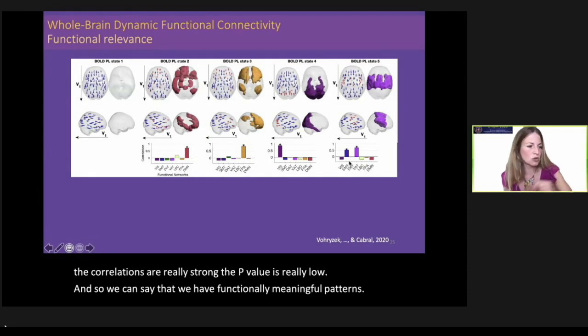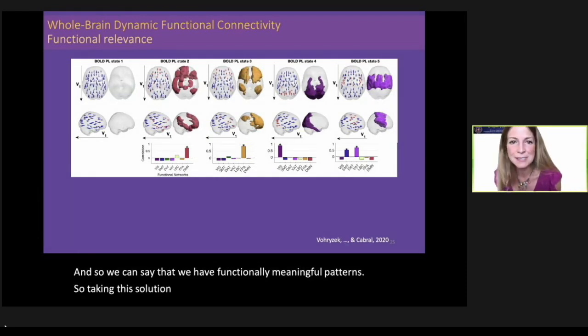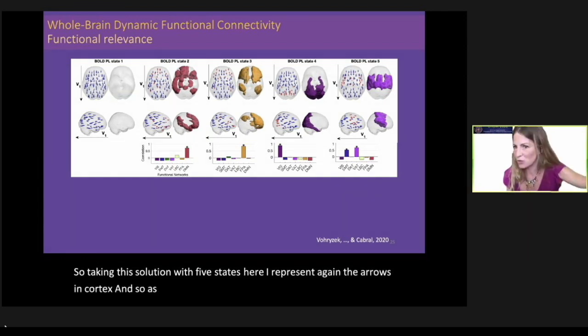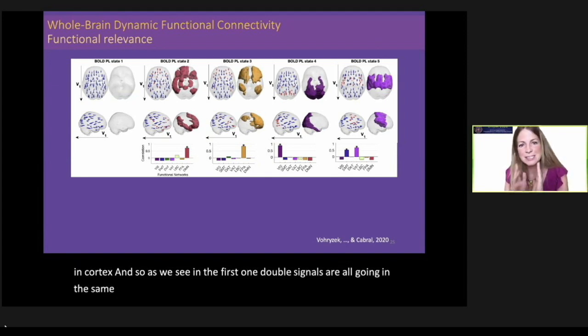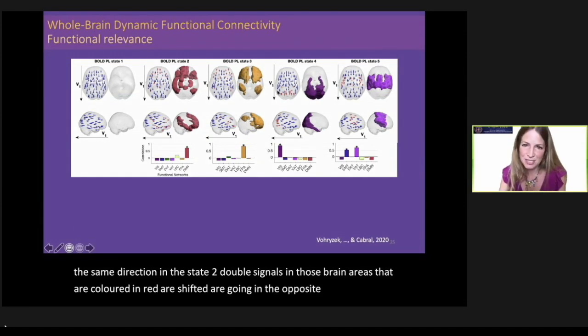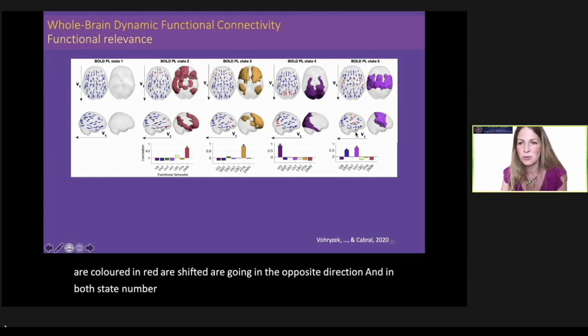Taking this solution with 5 states, here I represent again the arrows in cortex. As we see in the first one, the BOLD signals are all going in the same direction. In state number 2, the BOLD signals in those brain areas that are colored in red are shifted, going in the opposite direction. And in state number 3, state number 4, state number 5, the same. Below, at the bottom row, we see the overlap with the reference functional networks.